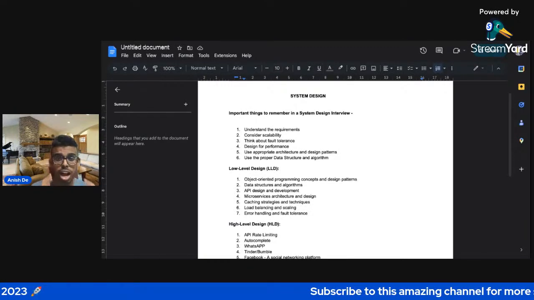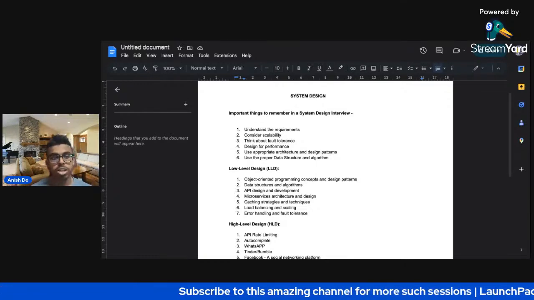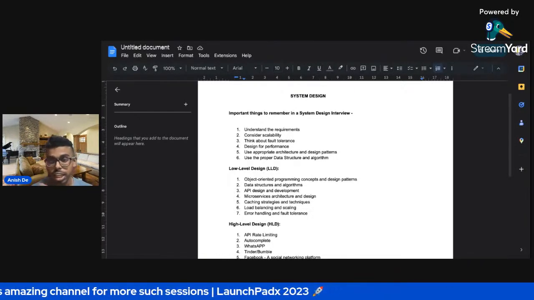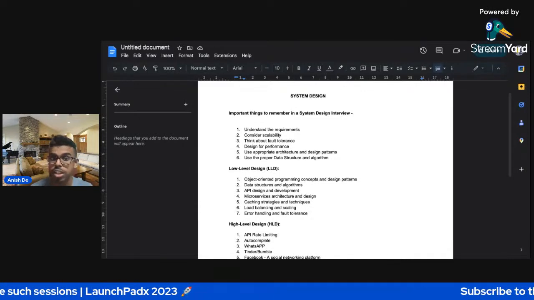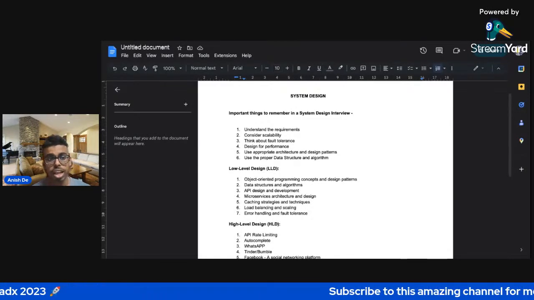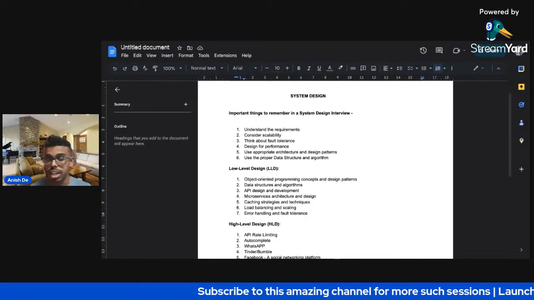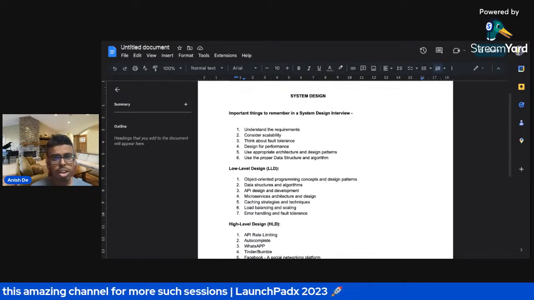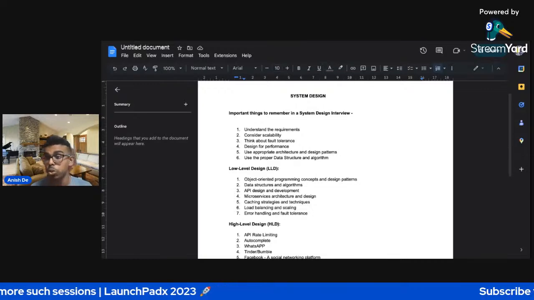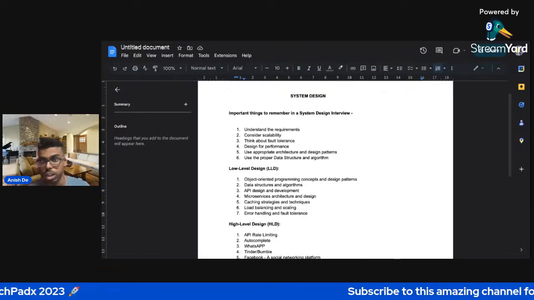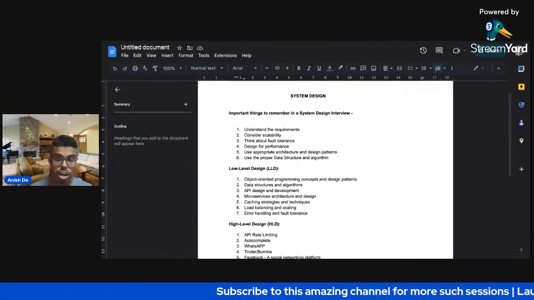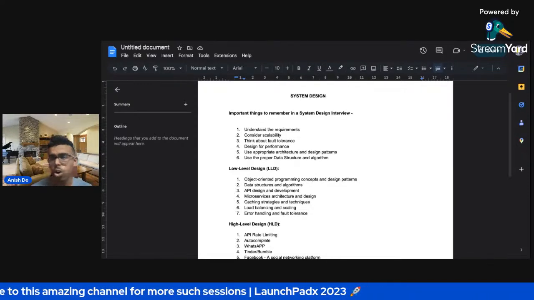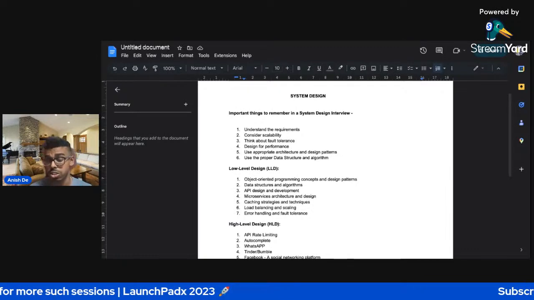Try to use the appropriate architecture and design pattern, and try to use the most efficient DSA, meaning data structures and algorithms. Many people think, what is the real life application of data structures and algorithms? So like in autocomplete system design, you use a trie. In this you get to know the real life applications of data structures and algorithms. So try to understand the requirements and figure out which algorithm will perform the best here, which data structure will be the most useful here, and accordingly implement those data structures and algorithms in the code.